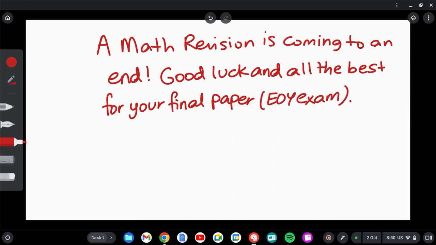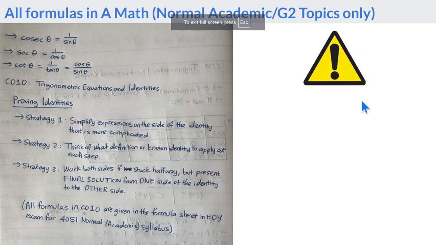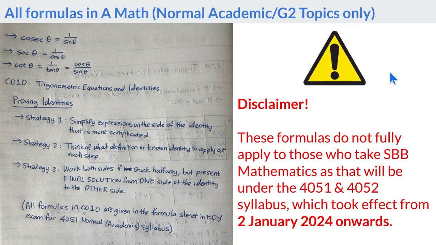On that note, I just need to put a disclaimer first. These formulas do not fully apply to those who take SBB maths. If you take the 4051 and 4052 syllabus, aka NA, G2 additional mathematics and G3 elementary mathematics, it does not fully apply, because there are some amendments here and there to fit the SBB standard.